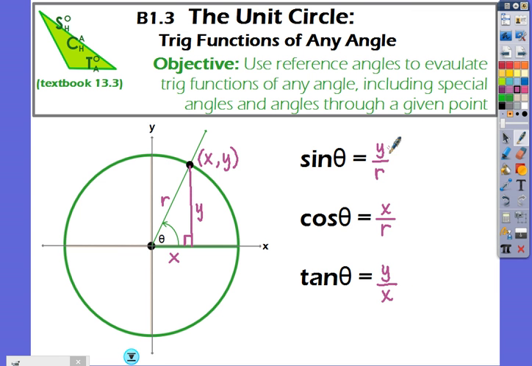Now again, if you'd like to memorize these 3 ratios, that's cool with me, but if you can draw this little triangle and know that it goes x, y, and the radius of the circle, you can come up with those pretty quickly.